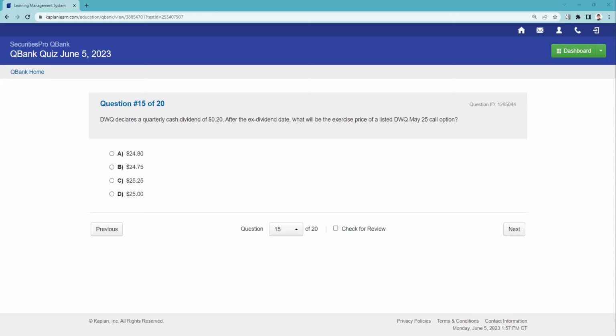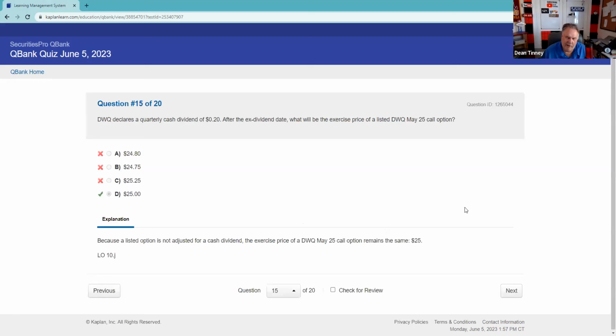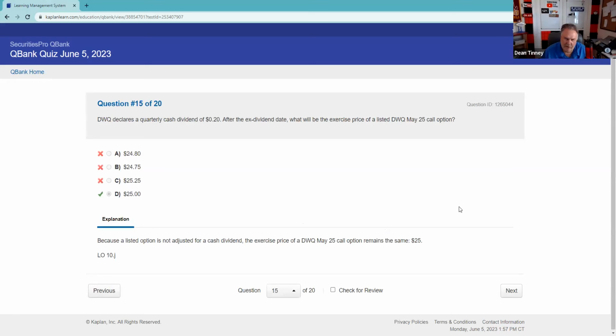I think I'm doing the math wrong. Well, that's the trick. There's no math to be done. Yeah. We don't adjust orders for cash dividends or options. Okay. So I think you were thinking this was a buy limit at 25. No. Right? We adjust orders below the market, but we don't adjust options for cash dividends. So it's a trick. It's a trick. Okay.